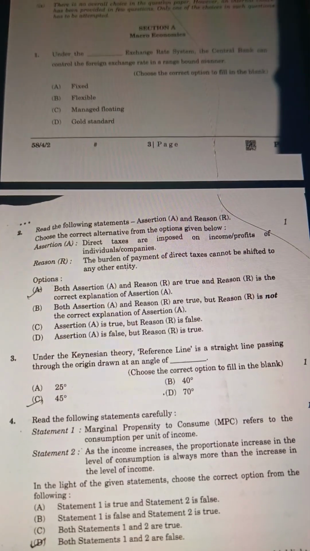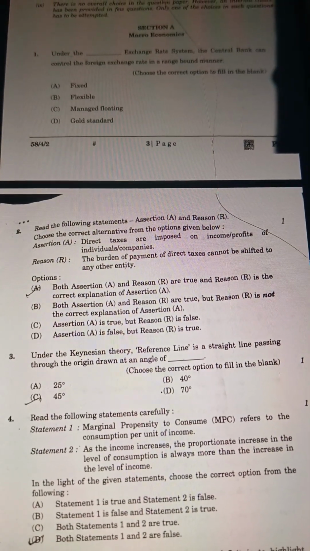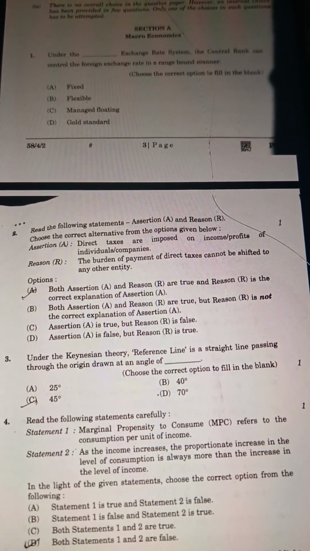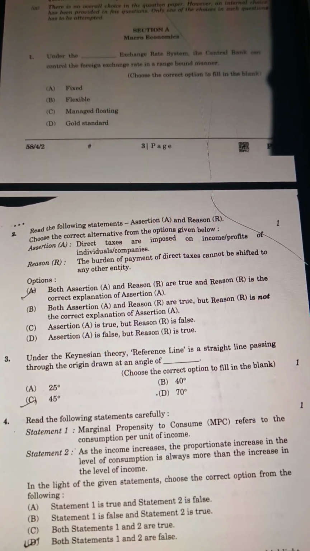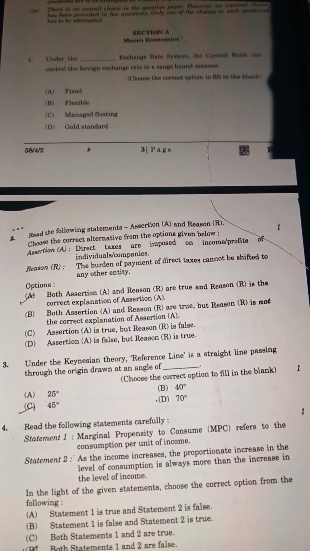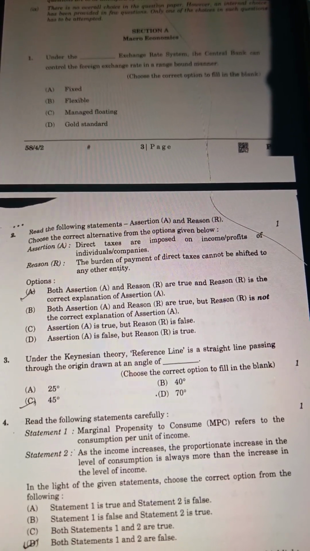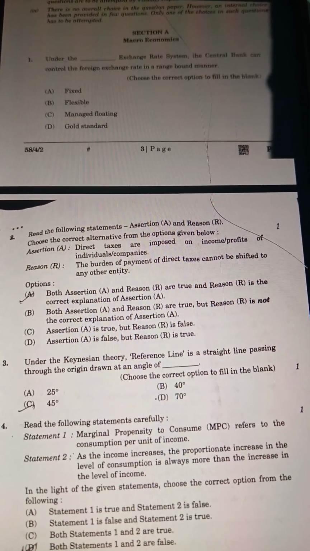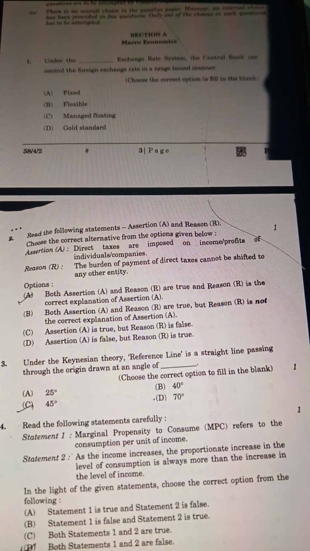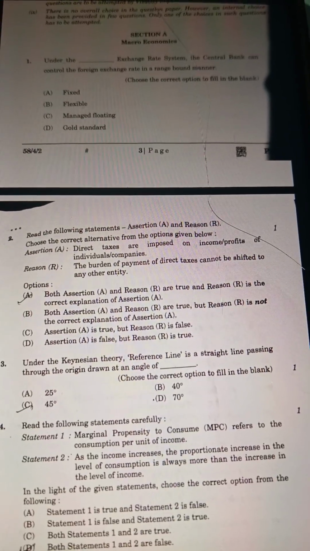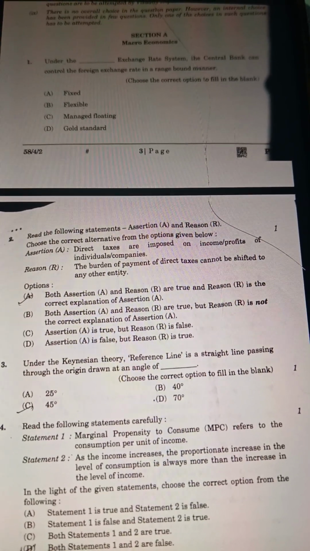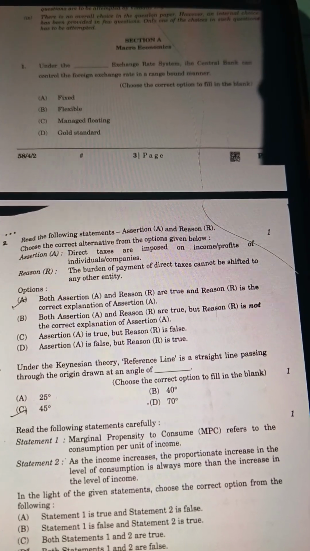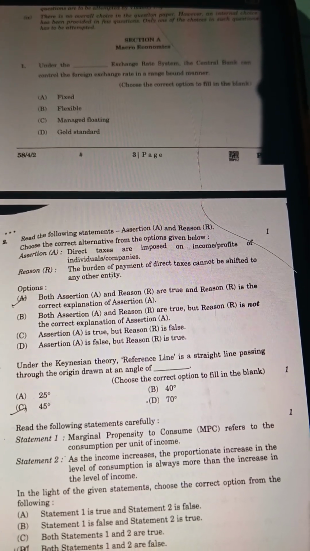Coming to question number two, read the following statements, assertion and reasoning, and we have to choose the correct one. The assertion says direct taxes are imposed on income and profit of individuals and companies. Of course, correct, because direct taxes are those which cannot be shifted to anyone else. They are borne by the person on whom they are imposed. If I am earning income, the taxes will be imposed on me, and I have to pay the taxes. I cannot shift them to anyone else.